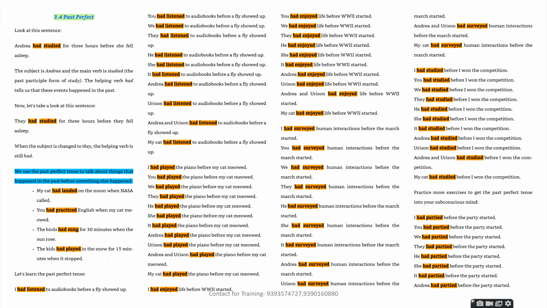Now let's take a look at this sentence. They had studied for 3 hours before they fell asleep. When the subject is changed to they, the helping verb is still had. We use the past perfect tense to talk about things that happened in the past before something else happened.